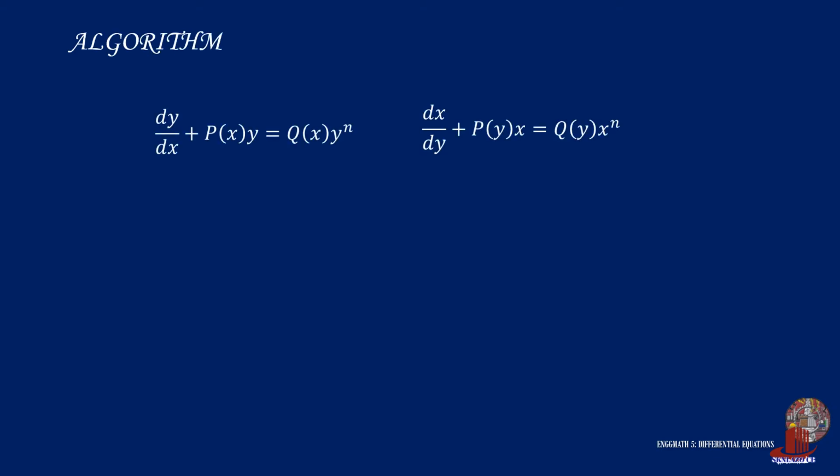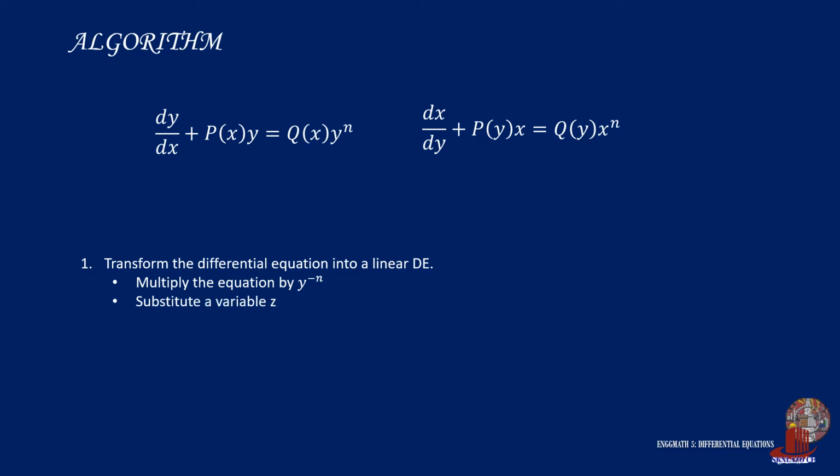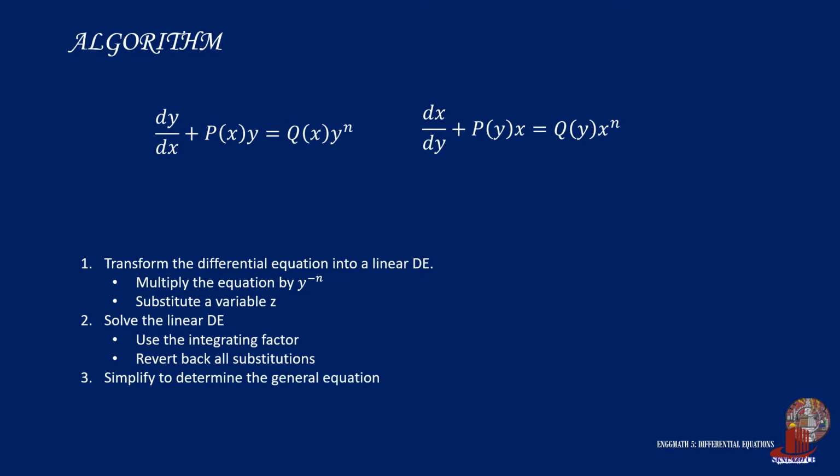The procedure of Bernoulli's differential equation starts with the goal of transforming the equation into a linear differential equation. This can be done by multiplying the whole equation by the reciprocal of y raised to n, after which simplify the resulting equation by substituting a certain variable for the complicated part of the equation. The equation will eventually boil down to a linear differential equation where the standard procedure of solving is applied. With the solution, take the integrating factor, plug it into the equation, and integrate. After eliminating the integrand, do not forget to revert back all substitutions to have the general solution.